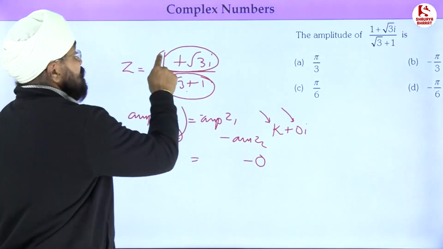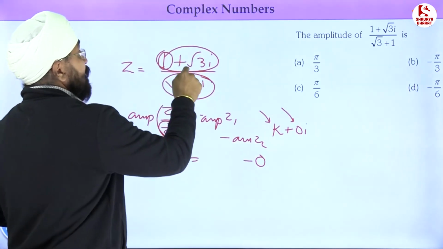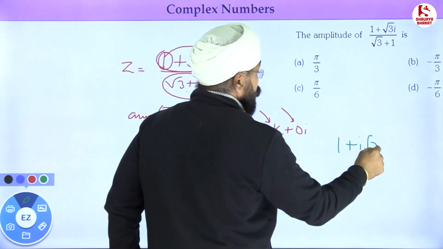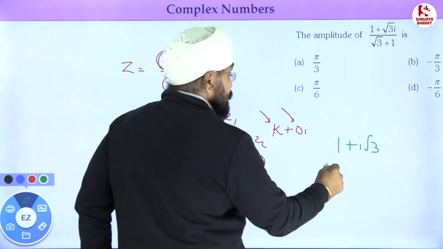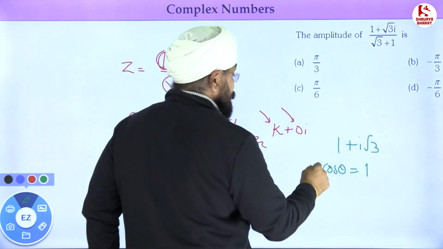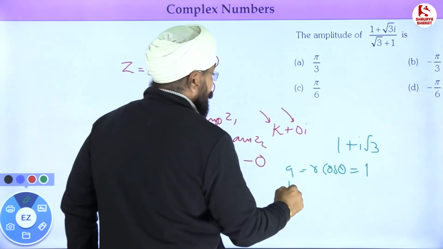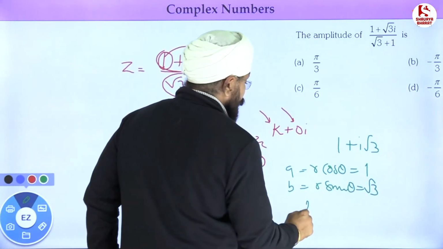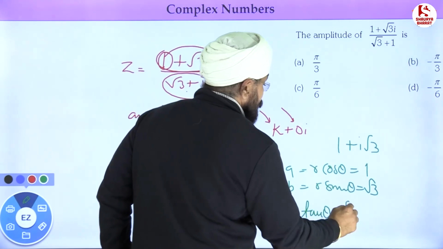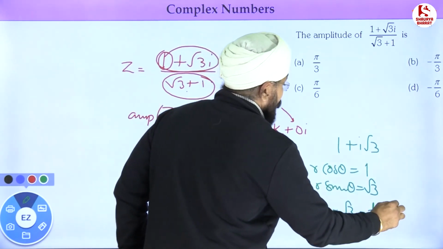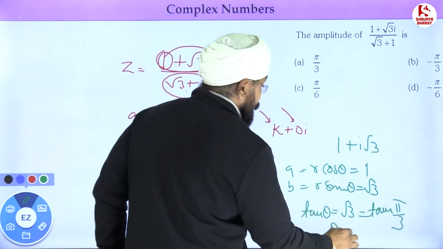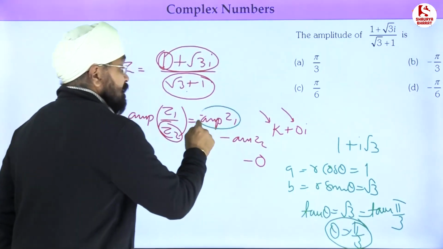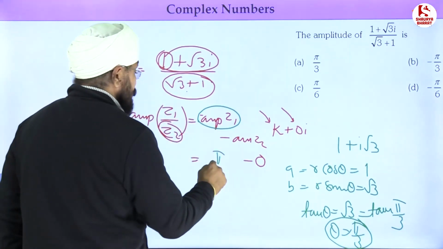If I go for the numerator, since you can see that here 1 is given and here root 3 is given, if I just check for 1 plus iota root 3, here a is r cos theta, which is 1, and b, which is actually r sin theta, is given as root 3. We can go with tan theta, which is just root 3, and this will give you tan of pi by 3, that is 60 degree. So here theta is pi by 3. So for the numerator, the argument is just pi by 3.